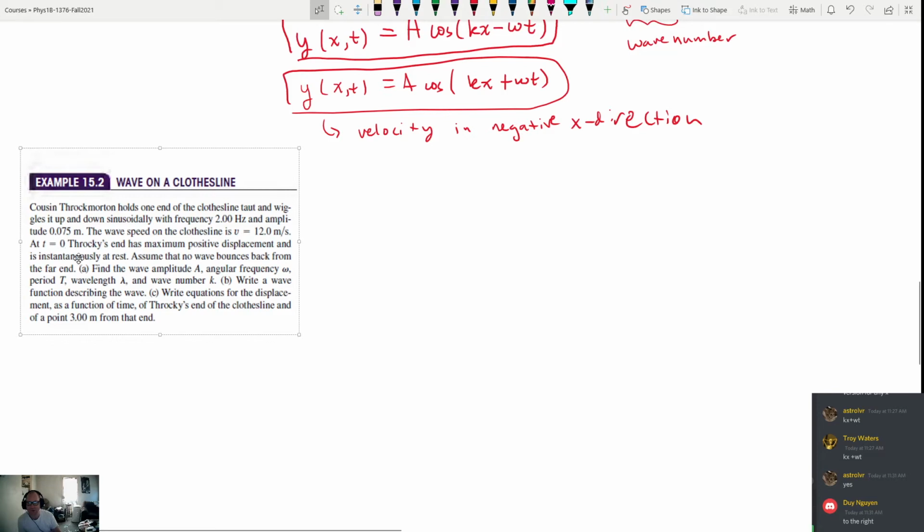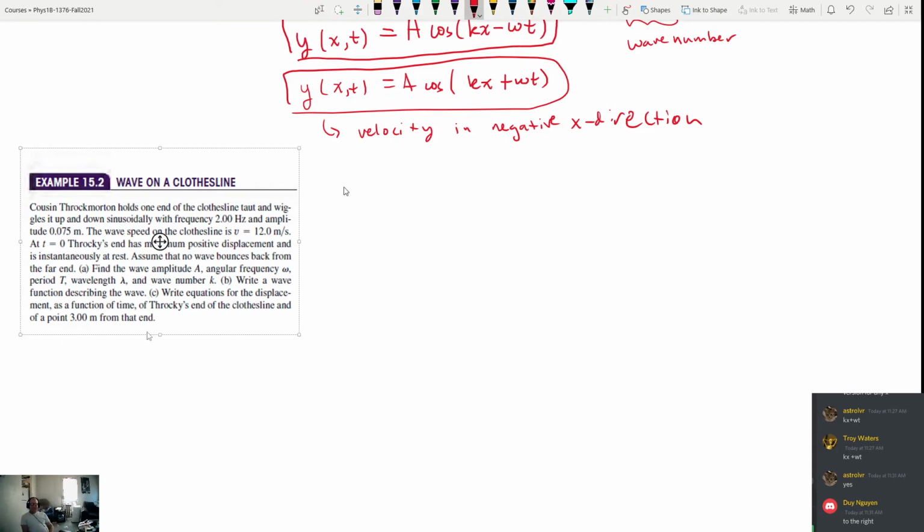At t equal to 0, Throcky's end has a maximum positive displacement and is instantaneously at rest. Assume that no wave bounces back from the far end. Find the wave amplitude A, the angular frequency omega, the period T, the wavelength lambda, the wave number k. Write a wave function describing the wave. Write equations for the displacement as a function of time of Throcky's end of the clothesline and of a point 3 meters from that end. There's a lot of things in this problem, but none of them are very challenging, actually.